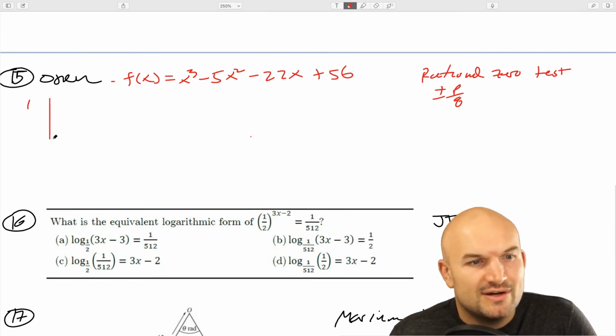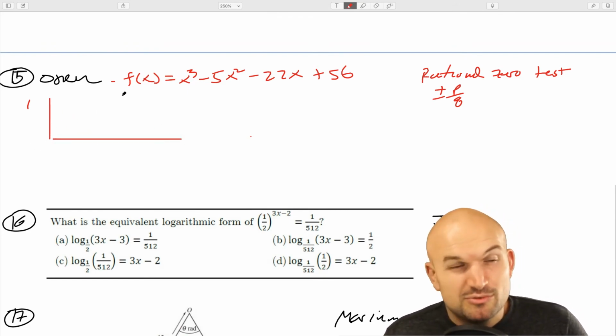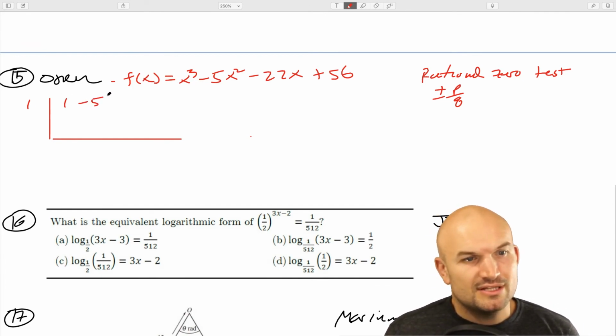And I can see also I could do 2 and -2. Those would also be two potential zeros. I just don't know how much time I have. So let's try these two.